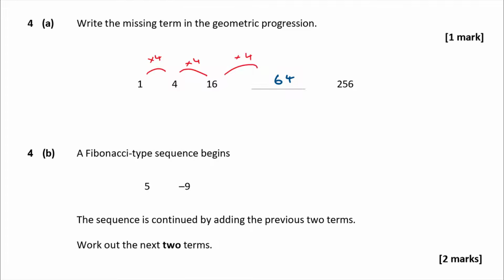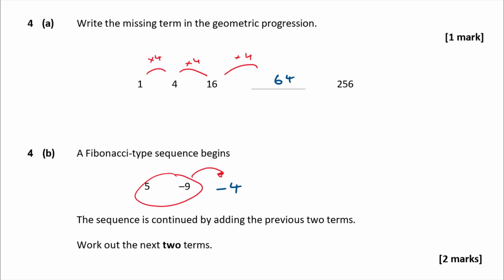Yeah, so 64. Part B says a Fibonacci type sequence begins with 5 and minus 9. The sequence continues by adding the 2 previous terms. Work out the next 2 terms. Okay, well, I'm going to get the next term by adding these 2 together. So 5 plus negative 9. That's going to give me negative 4 as the second term.